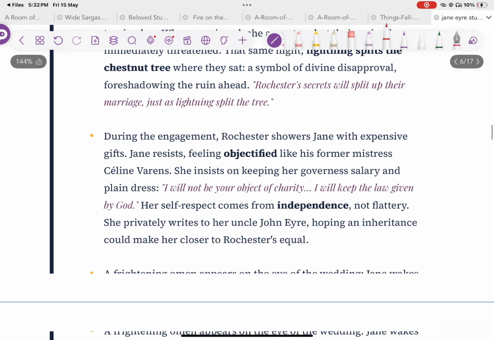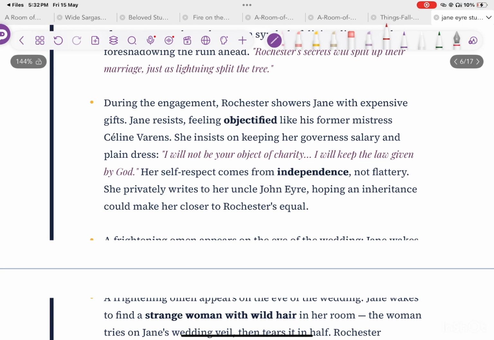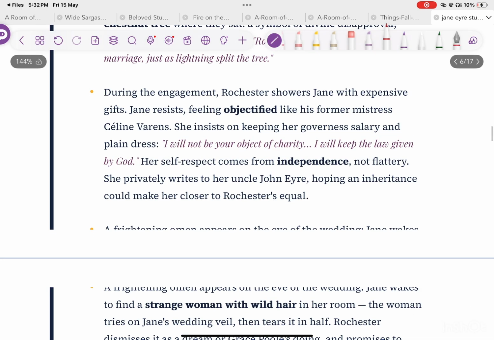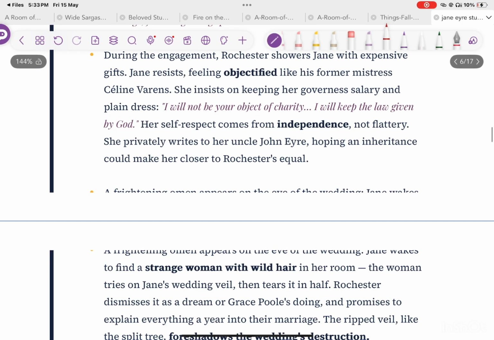Jane resists, feeling objectified like his former mistress, Selena Warnes. She insisted on keeping her governess salary and plain dresses. I will not be your object of charity. I will keep the law given by God. Her self-respect comes from independence, not flattery. She privately writes to her uncle John Eyre, hoping an inheritance could make her Rochester's equal.